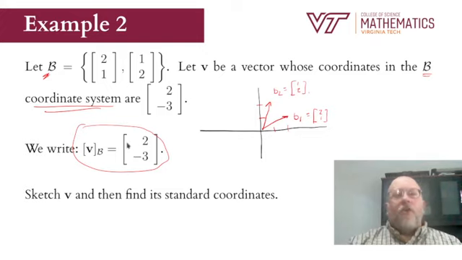When we write 2, -3, but this little subscript here says that we're using B as our basis, this doesn't mean 2 in the x direction and -3 in the y direction. It means 2 in the B1 direction and -3 in the B2 direction. And so this is going to be the linear combination: 2 times B1.